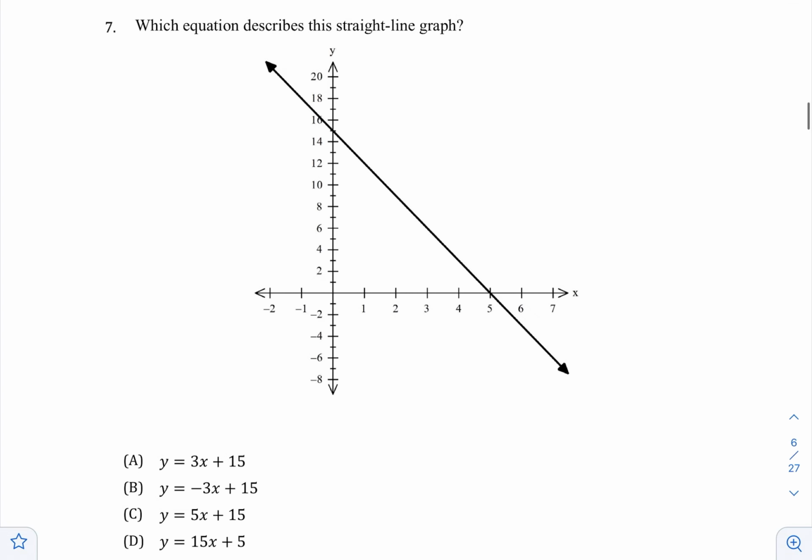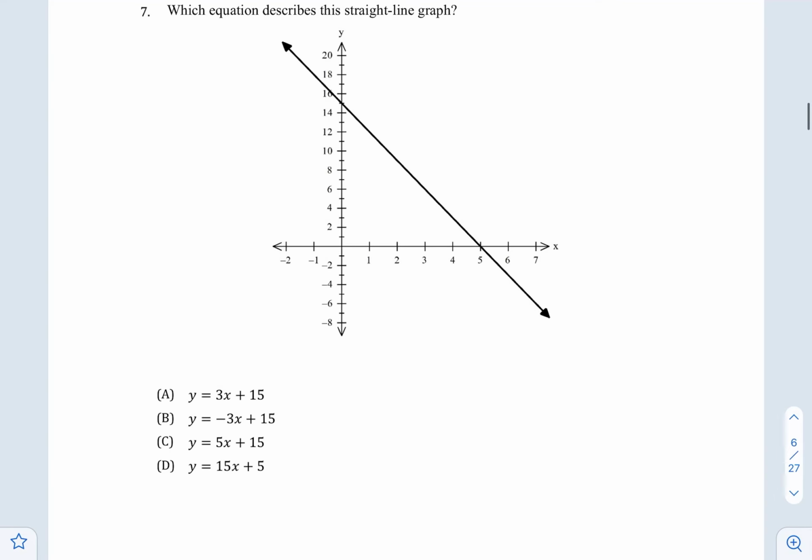Next, question 7. Which equation describes this straight line graph? Okay. Now the important thing to recognize is which options can we remove straight away? Well, I can remove this one immediately, and that's because it cuts the y-axis here at 15. So because these all have plus 15, that's telling me that it's the y-intercept, because the way we write it is y equals mx plus b. M's the gradient, b is the y-intercept.